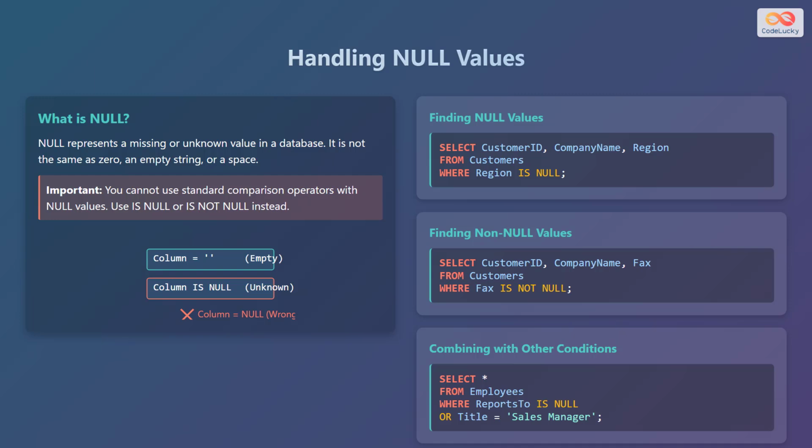The third example shows how to combine null checks with other conditions. It selects all columns from the employees table where reports to is null, or the title equals sales manager.